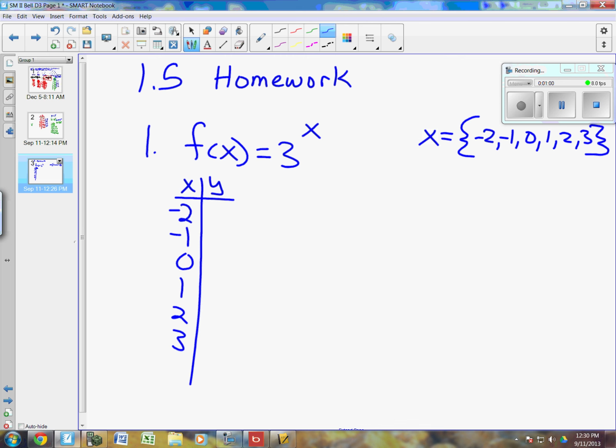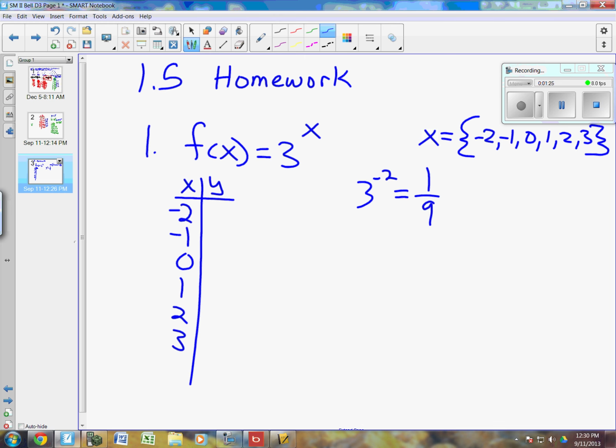And right now, I'm going to show you guys how to do this. A lot of you guys have forgotten how to do the exponential functions from last year. You learned rules of exponents last year. Like, if I put -2 in there, 3 to the -2 power, that's equal to 1/9. How many of you know how to get that? How do you do it?